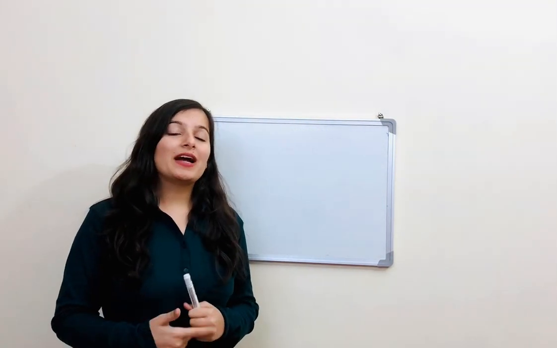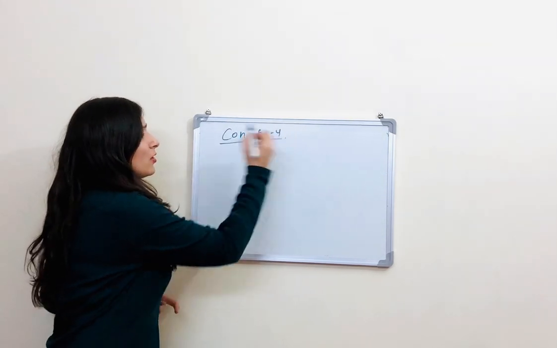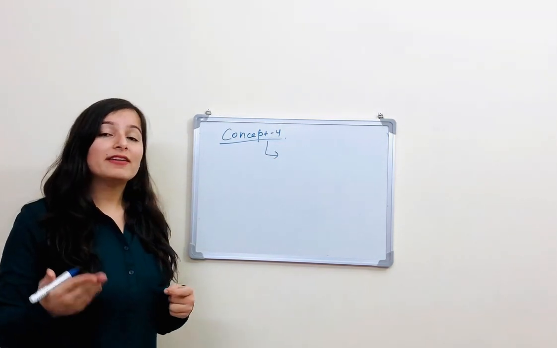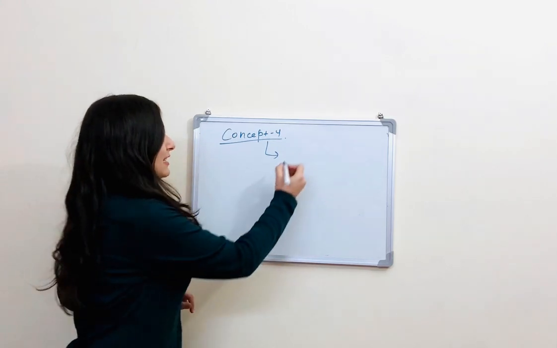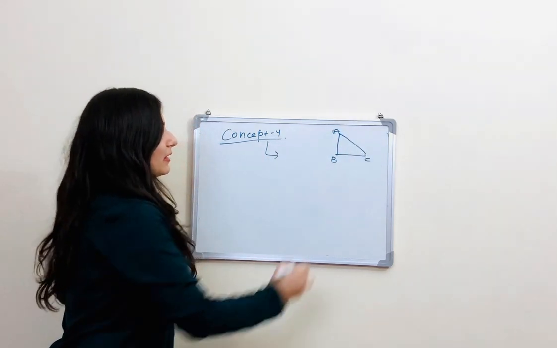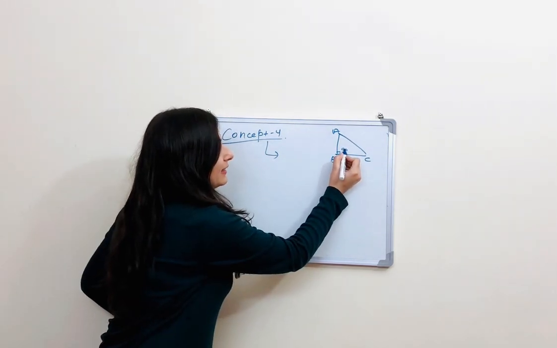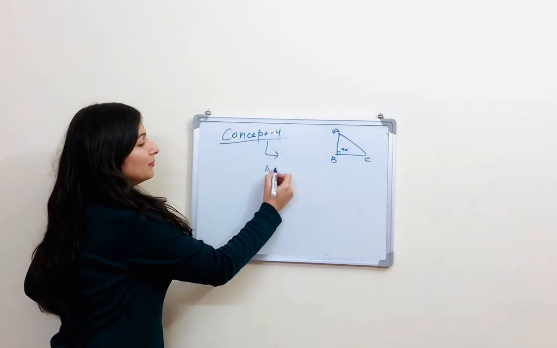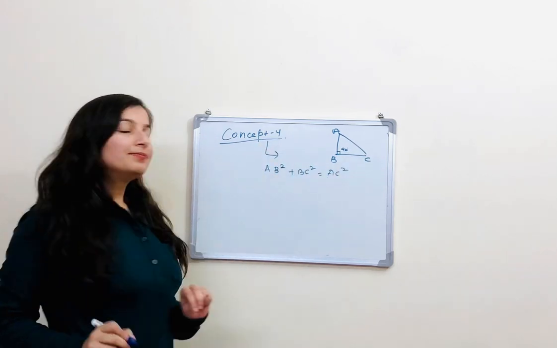This is going to be our last topic, that is concept 4, which says, if you know the Pythagoras theorem, then this concept is very, very easy for you to remember and to find in the exam. As you know, if this is a right angled triangle ABC, and here AC is the hypotenuse, AB is the perpendicular, as B is 90 degrees, and BC is the base. So according to Pythagoras theorem, AB square plus BC square is equal to AC square.